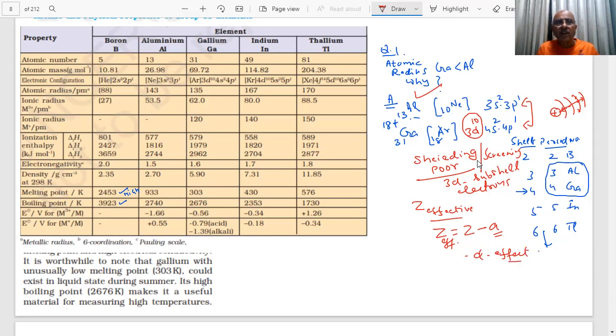Screening by the D subshell, students. The order of screening: you already know that S is the strongest screening, then P, D, and F. So F is the poorest screening. The reason you know, students. What reason do you know? Tell me.